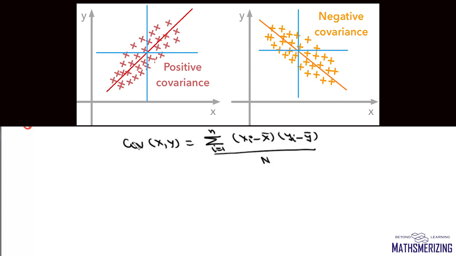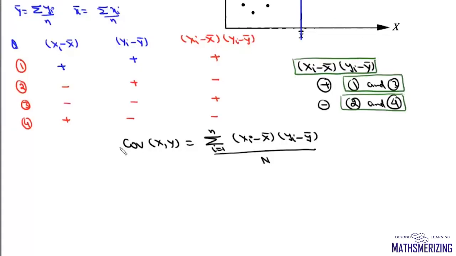Now the problem with covariance is that it only gives us the direction of their linear relationship, whether it is positive or negative. It doesn't tell us the strength of this relationship, whether this linear relationship is strong or weak. And for that, what we do is we calculate covariance for standardized variables and we call it the correlation coefficient.